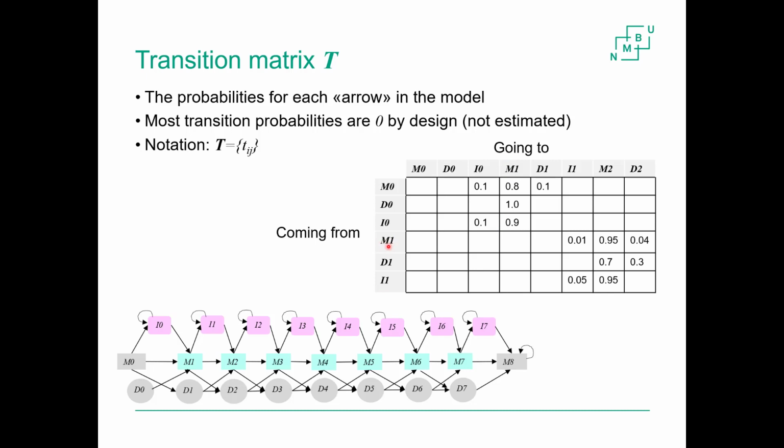Once you are in M1, you see that by far the most likely way out of M1 is to go into M2. But you can also go into I1 and D2. And this reflects the 3 arrows. This is the main arrow. These 2 are also possible, but unlikely. And so on. So you can see that every single arrow here has a value in this matrix. That's the transition matrix.